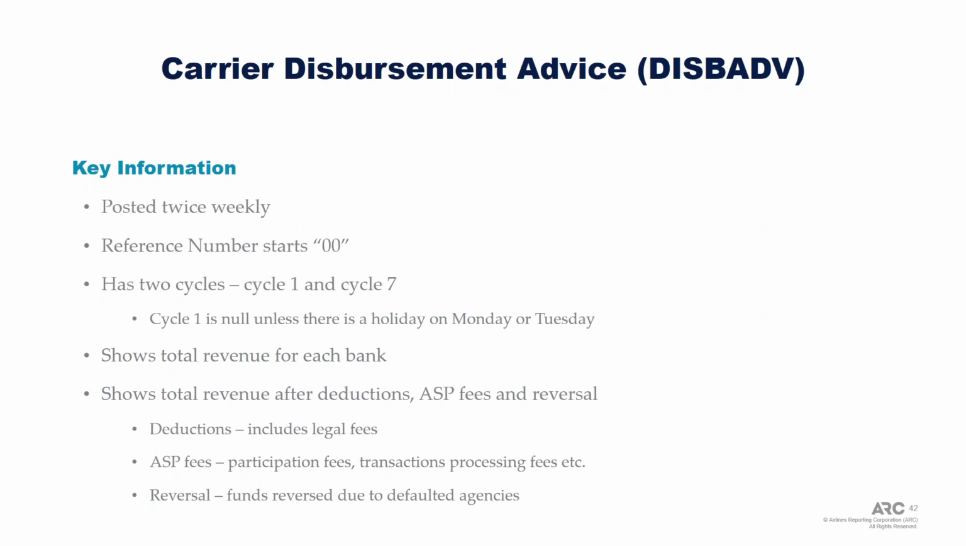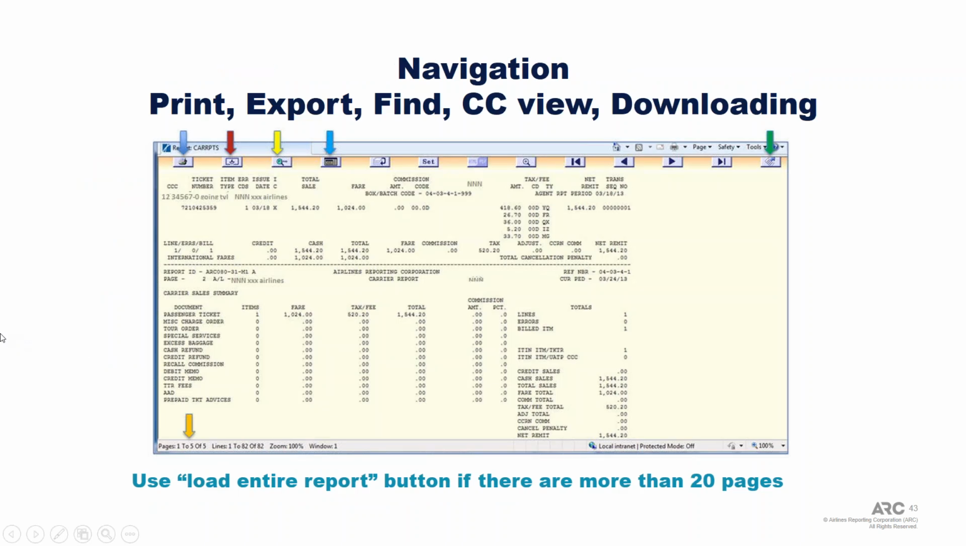This report will be null, but when there is a holiday, you'll just need to add the cycle 1 and the cycle 7 disbursement advice to get your total for the week. This report is going to show your total revenue. It lists the deductions for ASP fees and deductions for reversals. The deductions will be listed on the report as a deduction, and they include legal fees as well. ASP fees are going to include your participation fees and transaction processing fees. The reversal will appear when there have been funds reversed due to an agency being placed into default.